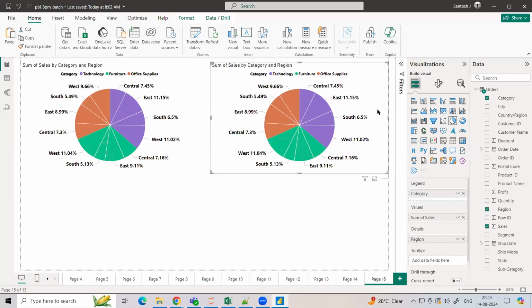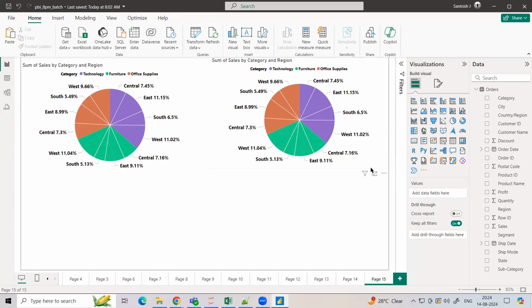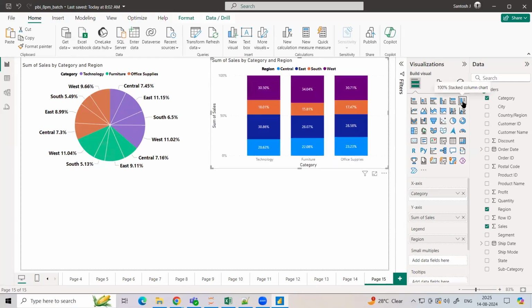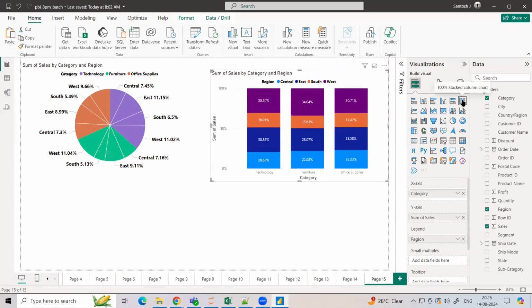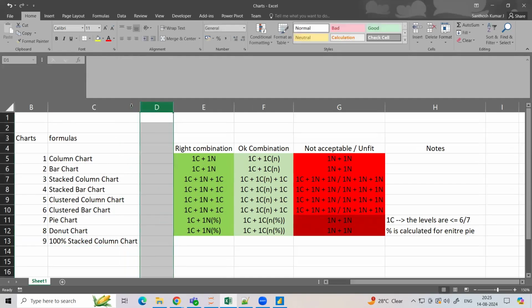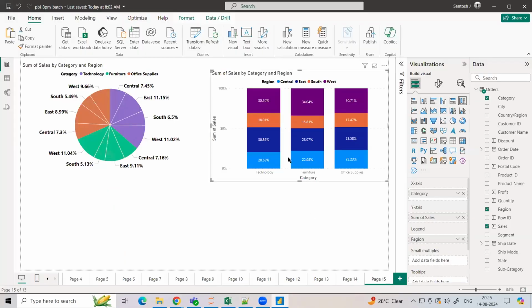It clearly gave us another chart. What is that chart? We have something called a 100% stacked column chart. Now the next chart that we are going to learn is the 100% stacked column chart. It is exactly giving you, within technology, how much each region is contributing. But the beauty of this chart is it is giving it in percentage, which is what I wanted.